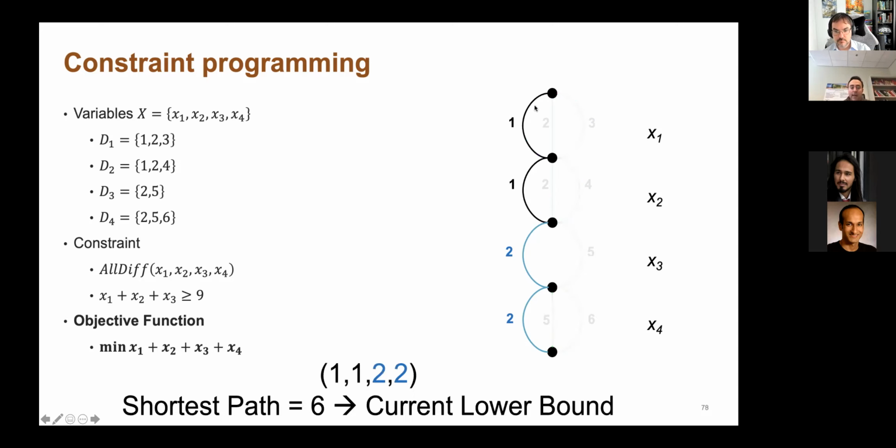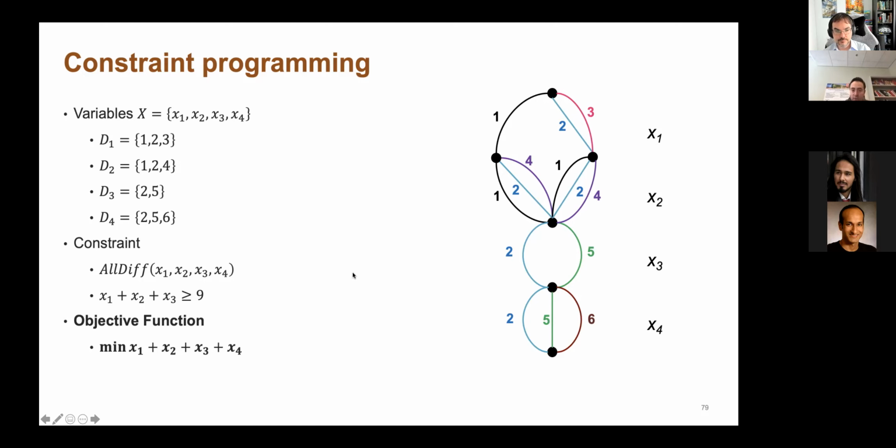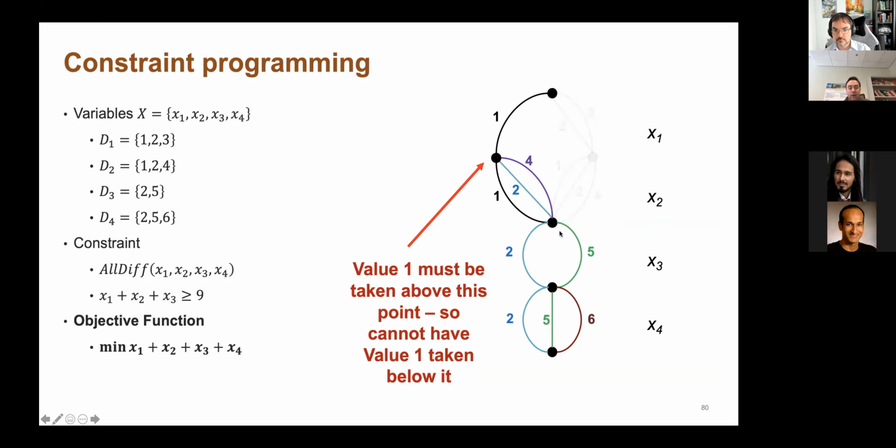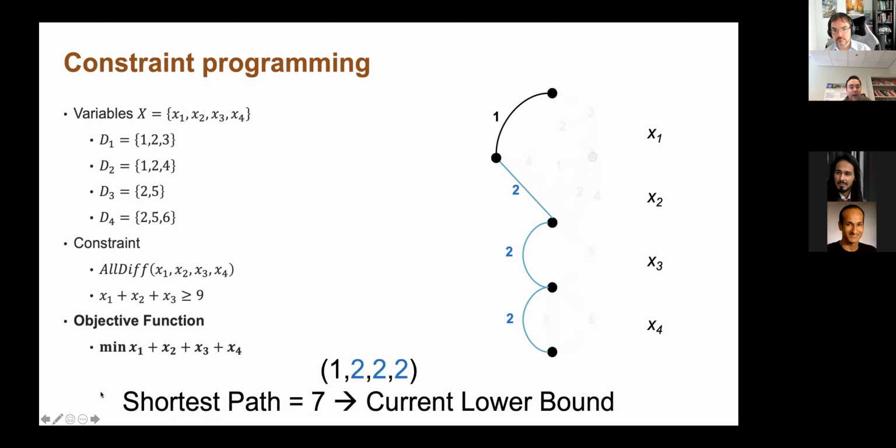Without this split, I can't really remove 1 from the domain of x1, because actually there is a feasible solution with x1 equal to 1. But with this split, I know I have an all different constraint, right? So if x1 is 1, x2 cannot be 1. And you can define this, it's very nicely put in a paper from 2007, I believe, by Hooker and some of his colleagues. If I take 1 here, I can no longer take 1. I do allow x2 to take 1 on this path, but it cannot happen here. So I can remove that value from the arc domain, not from the domain of the variable, but from this more refined representation. And now all of a sudden your shortest path would be 7, not 6.